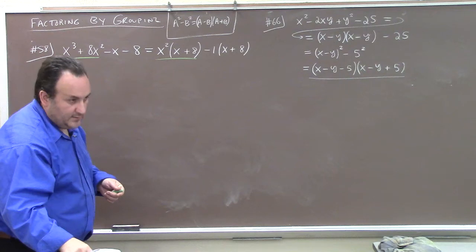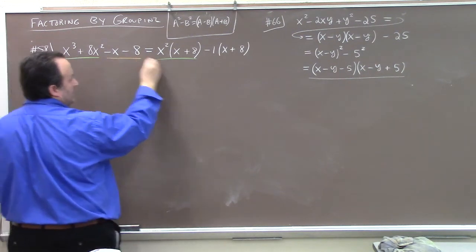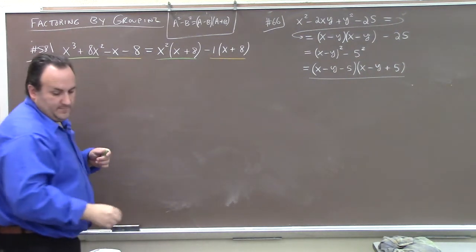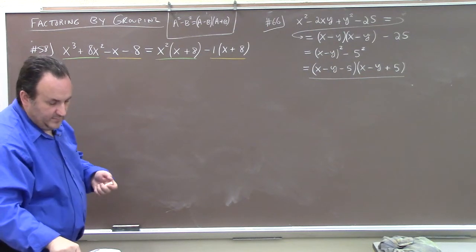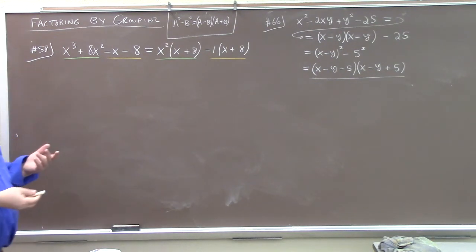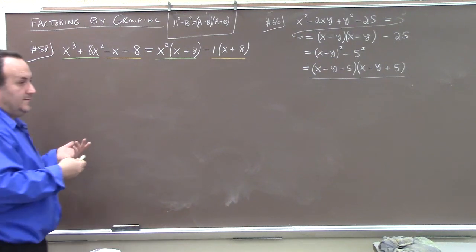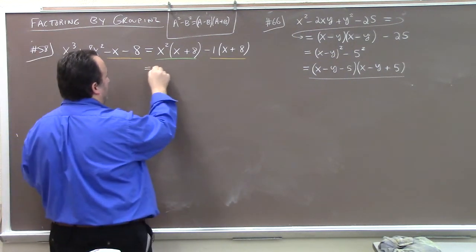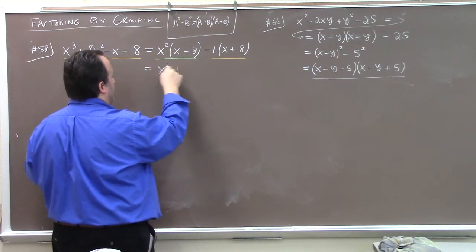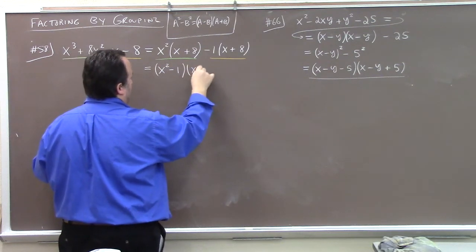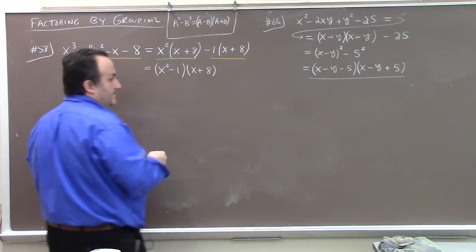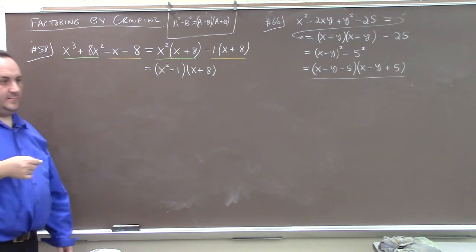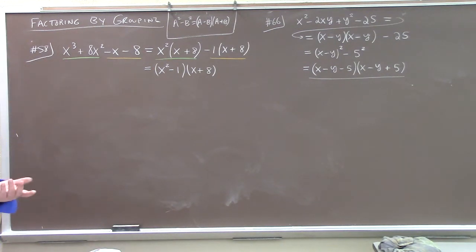So these two terms go to that, and these guys become this. As you can see, now we can factor by grouping, right? Because we've got a common factor of x plus 8. So the distributive property gives me x squared minus 1 times x plus 8. Now, if we just were factoring by grouping, great, we're done. If we wanted to factor completely, we're not done, right? We can do better.